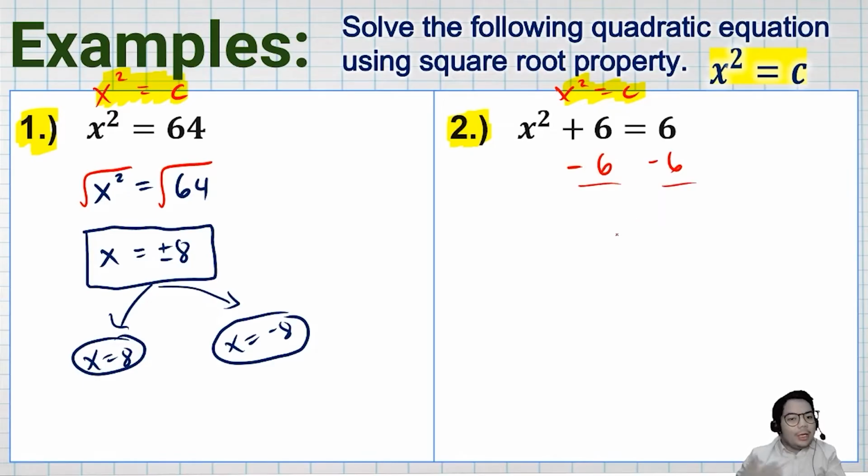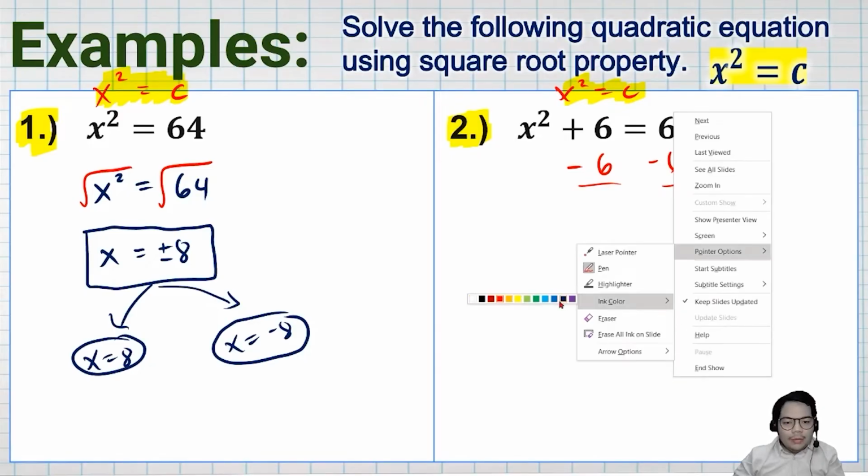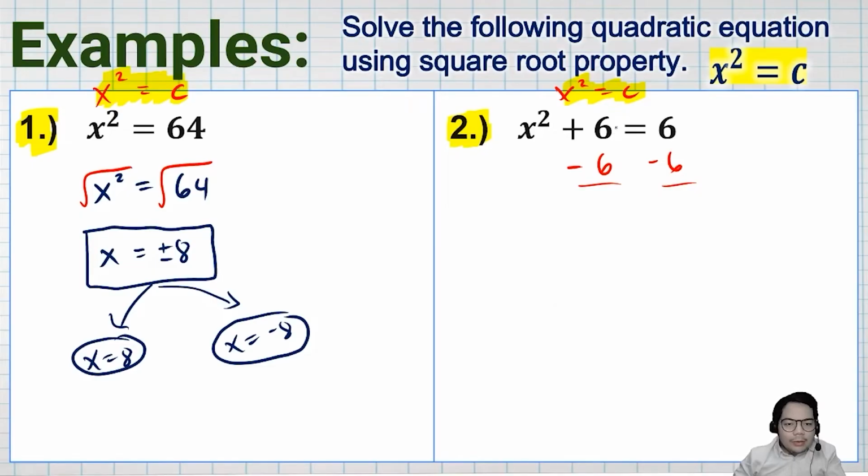Yan. So, parang ginagawa natin kahapon sa illustrating quadratic equation. So, if we subtract it, we'll be having an equation that is, so this will be equal to 0 already. So, ang magiging equation na natin ay x squared, ito magiging 0 din. So, x squared is equal to 0.